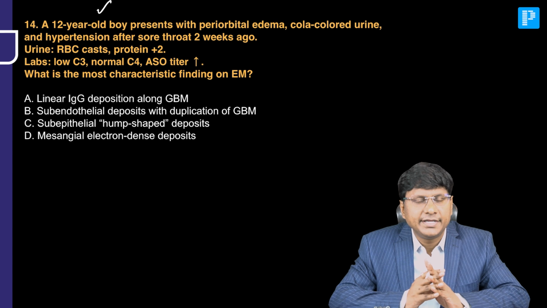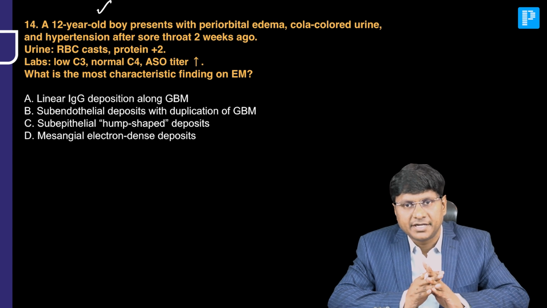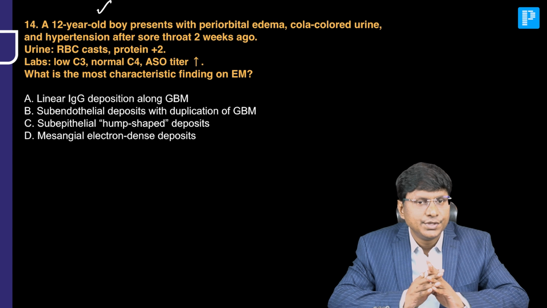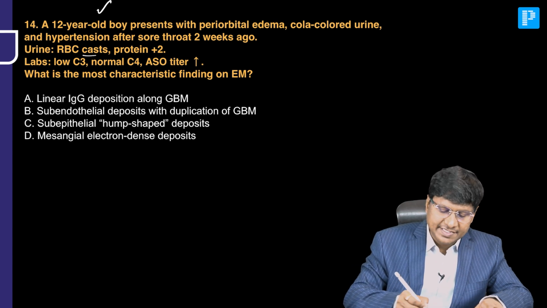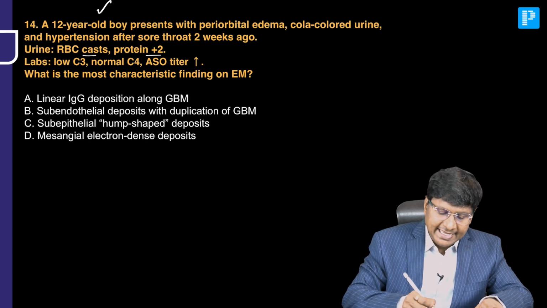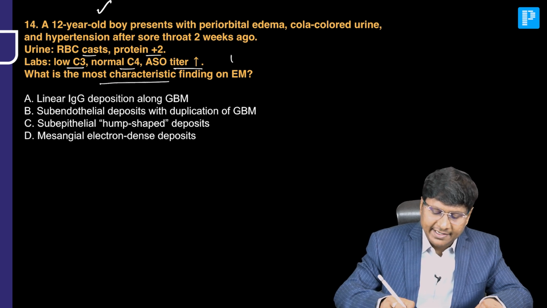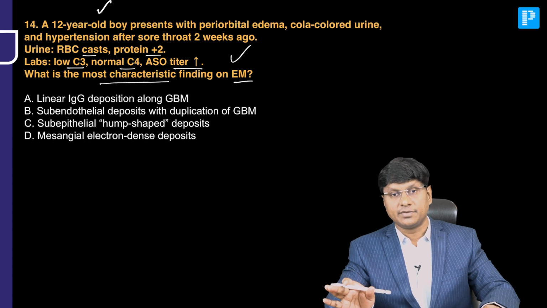Then we have a 12-year-old boy who presents with periorbital edema, cola-colored urine, and hypertension after a sore throat 2 weeks ago. Urine shows RBC casts and protein of 2+. Labs show low C3, normal C4, and elevated ASO titer. What is the most characteristic finding on electron microscopy?